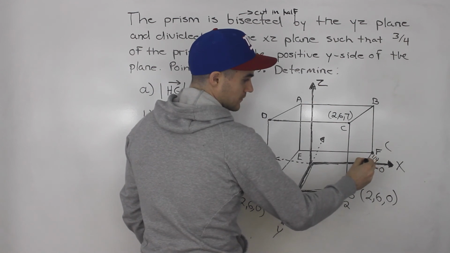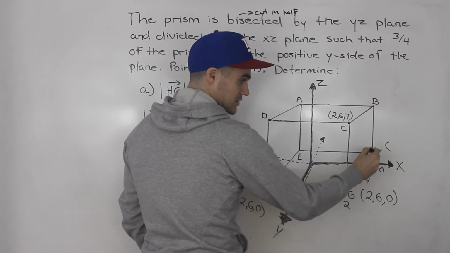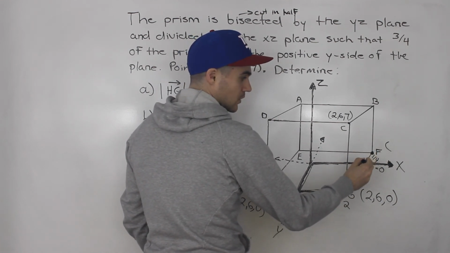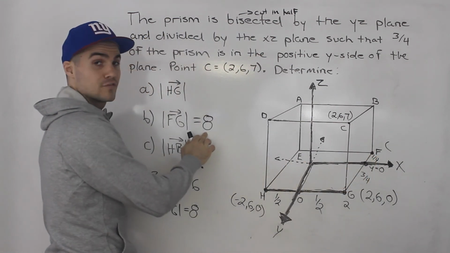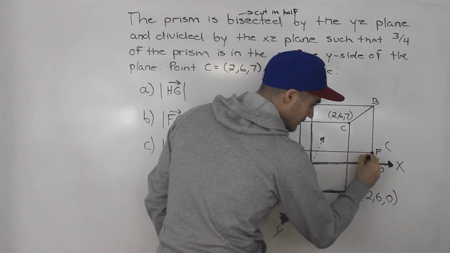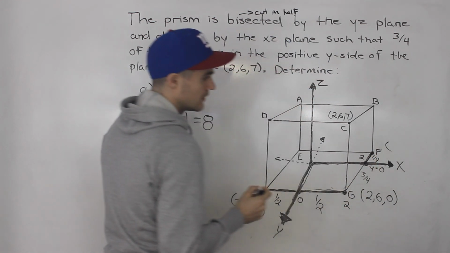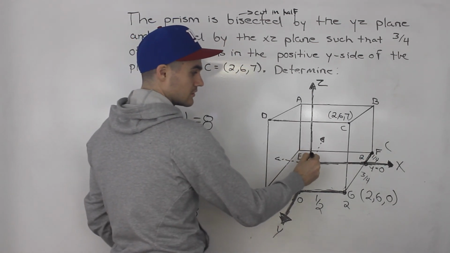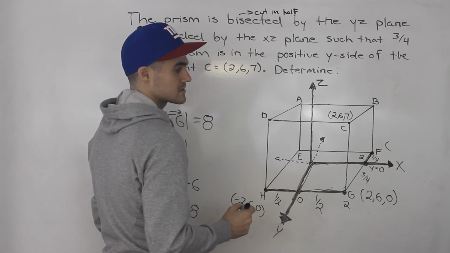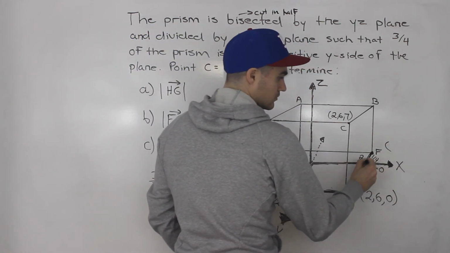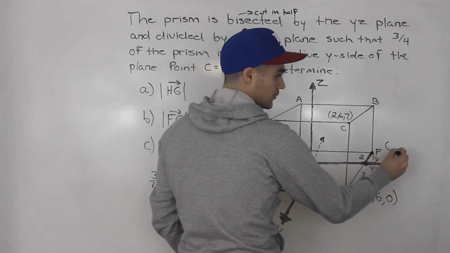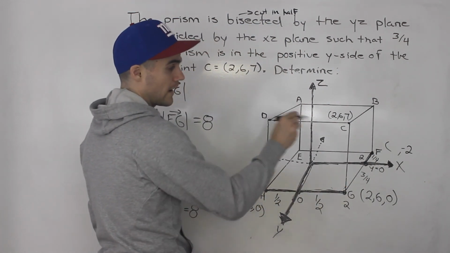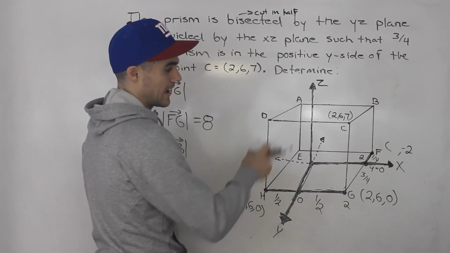Right? So if this length is 6 and the total length FG is 8, what's the length from here to F? Well, it's going to be 1/4 of the full length of FG, which is 8. So this length here is going to be 2. And notice that point F is in the negative portion of the y-axis. So from 0 to point F there's a length of 2, and the y value is negative, so the y-coordinate at point F is -2.